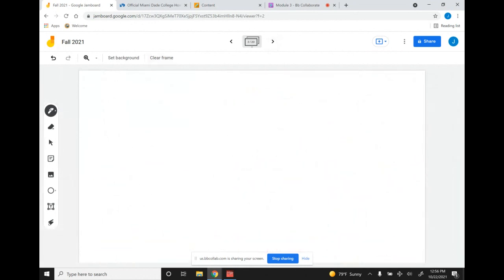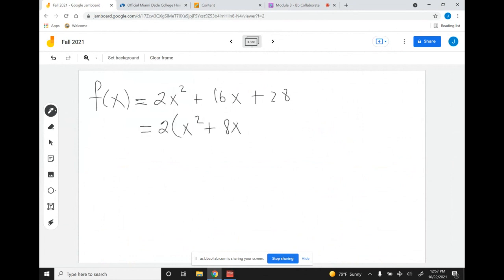Let's do another one. Let's create one. f of x equals 2x squared plus 16x plus 28. Okay, so quickly I'm going to factor the 2. This will be 8x, and here's my little space.